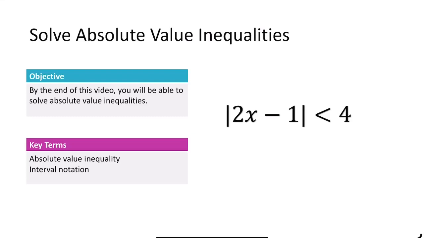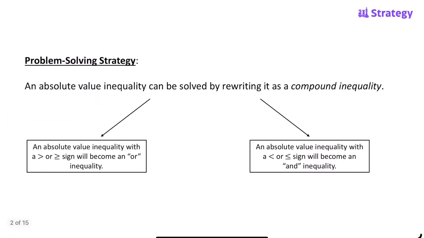So in this video, we're going to talk about how to solve absolute value inequalities. So here's our strategy. An absolute value inequality can be solved by rewriting it as a compound inequality. An absolute value inequality with a greater than or equal to sign will become an or inequality. An absolute value inequality with a less than or equal to sign will become an and inequality.